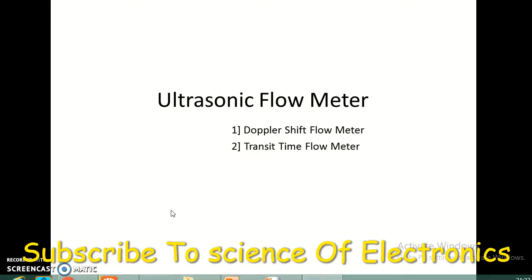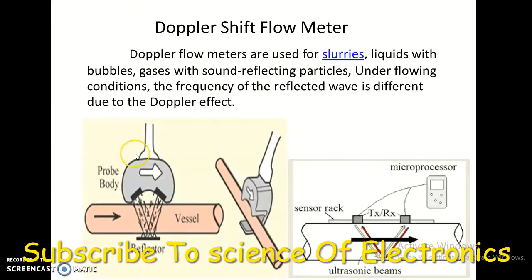The Doppler shift flow meter utilizes the change in frequency between the transmitted signal and the received signal, and the transit time flow meter utilizes the change in time between upstream and downstream time. Let's see Doppler shift first.